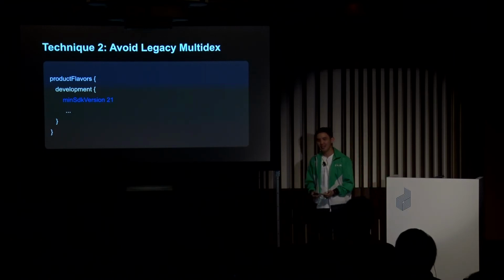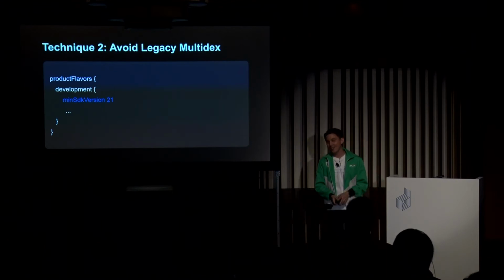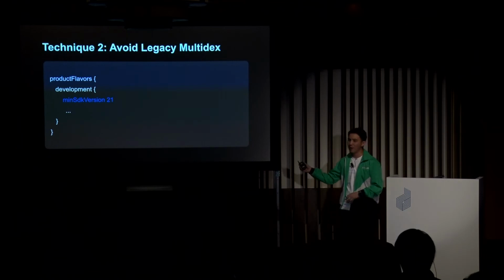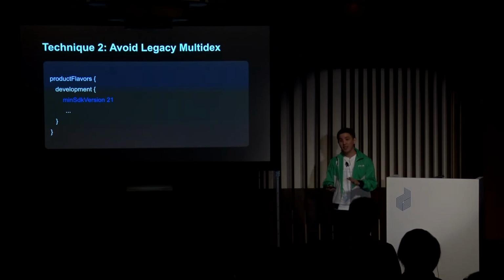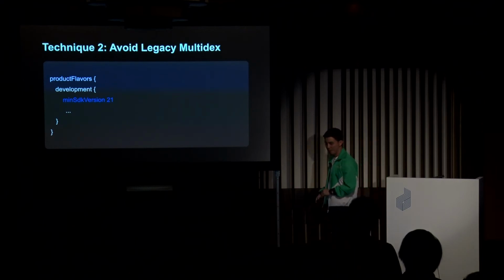So to avoid legacy multidex, you can create a product flavor in the Gradle file. For example, I create a development block here, and you can put minimum SDK version 21 and above here. So in development, we don't need to support min SDK version 15, 17, 18, right? We can use minimum SDK 21 and upper.